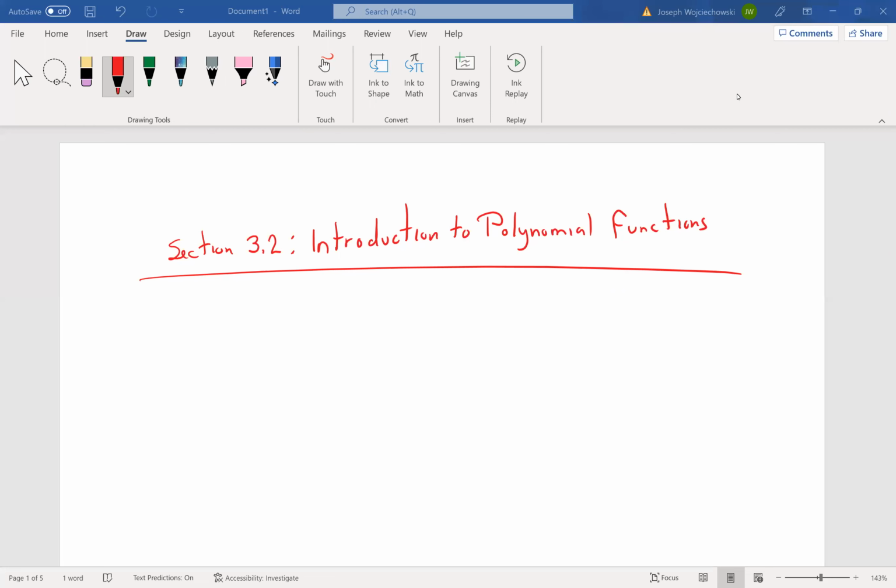Okay, today we're going to look at section 3.2. We're going to talk briefly about polynomial functions.